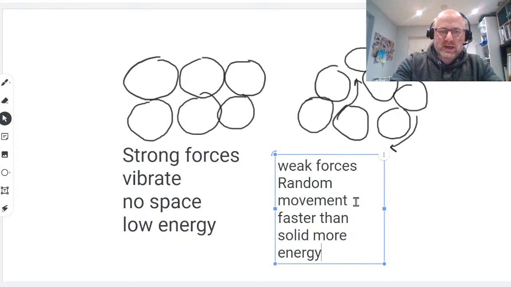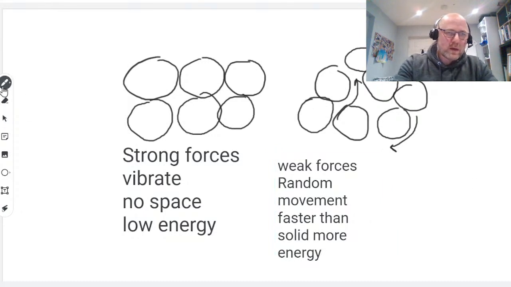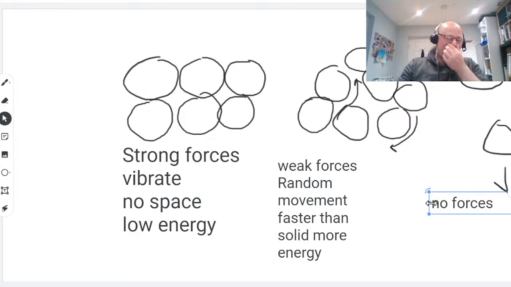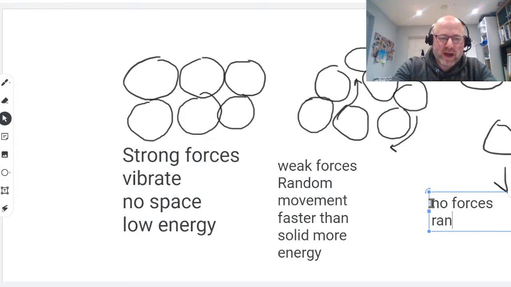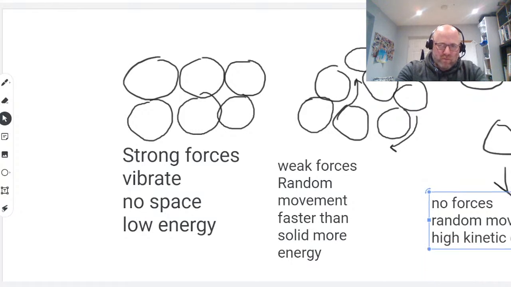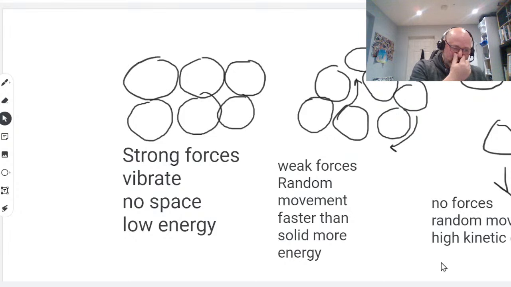I'm just going to leave it at that, and then gases are zipping about everywhere. So they've got the biggest space, the most energy. And for some strange reason in the particle model, we say no forces or negligible forces, random arrangement, random movement, high kinetic energy, or they're traveling the fastest. Biggest spaces between the particles as well.